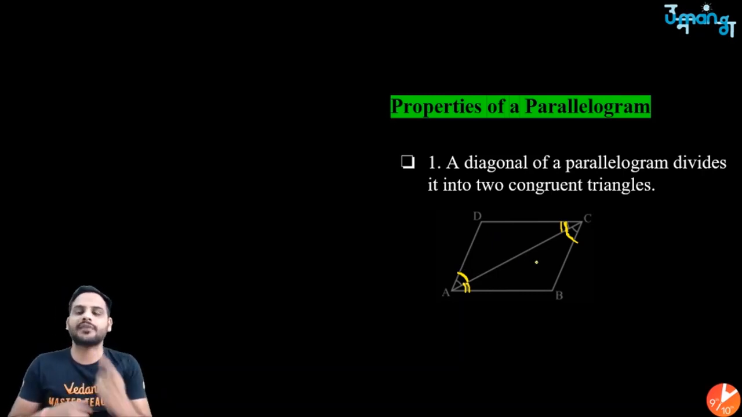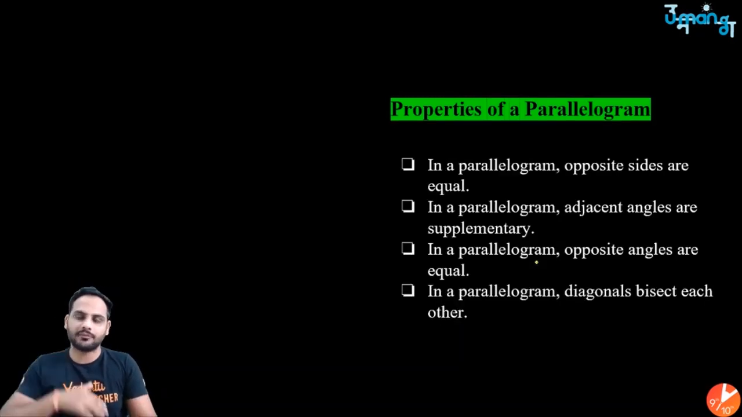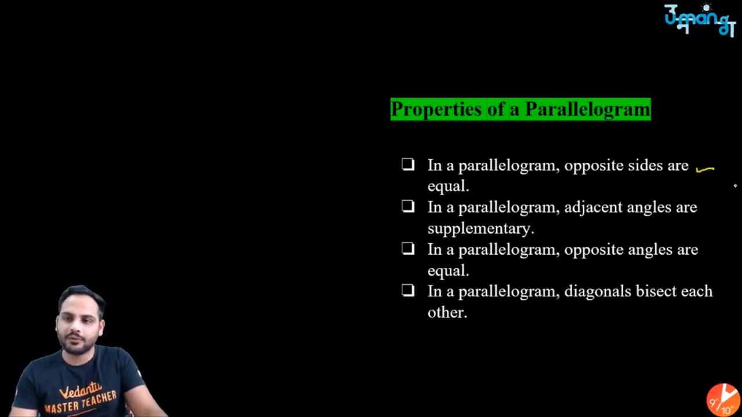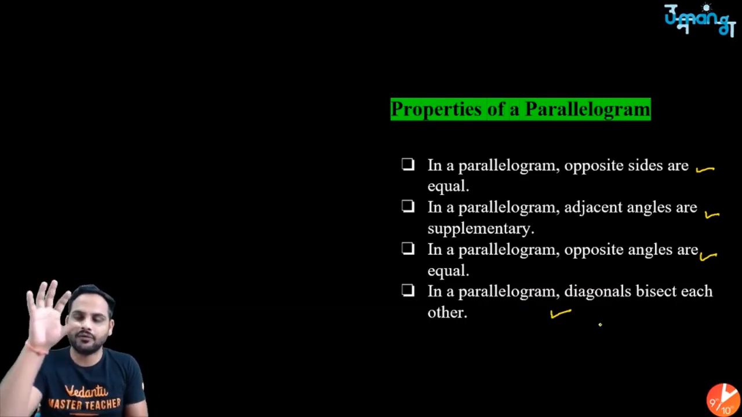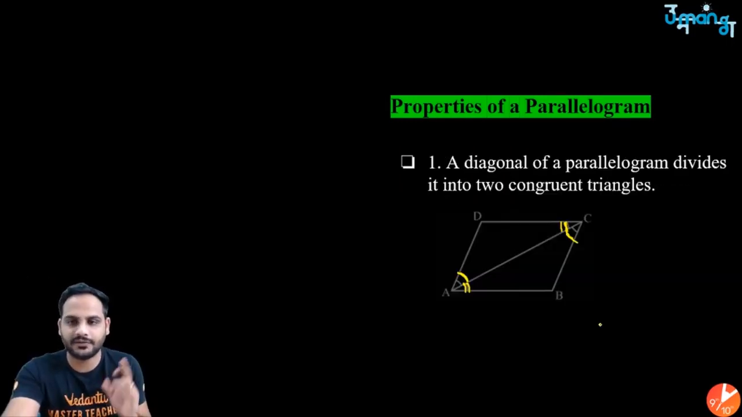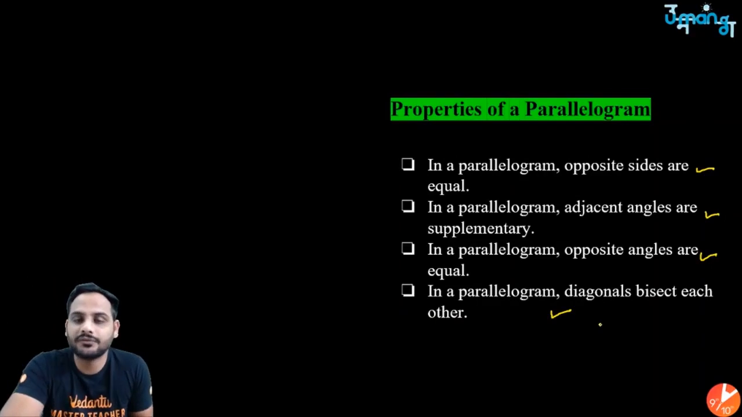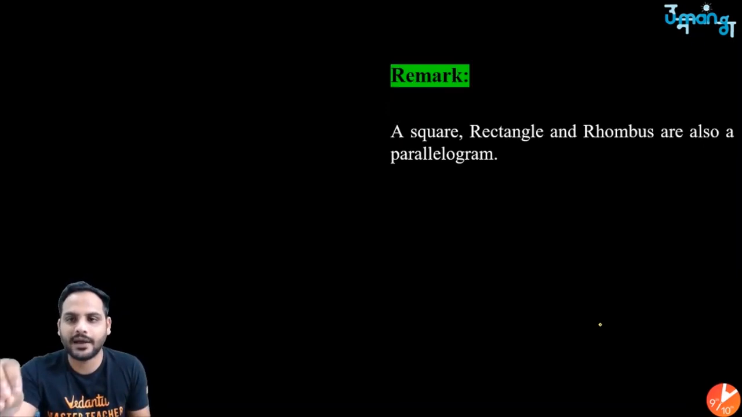Since both the triangles are congruent, from here you get the other properties. In a parallelogram, opposite sides are of equal length, adjacent angles are supplementary, opposite angles are equal, and diagonals bisect each other. That means diagonals divide each other into two equal parts. These are the properties of a parallelogram. Now whatever properties we have listed for the parallelogram will also be followed by square, rectangle and rhombus.